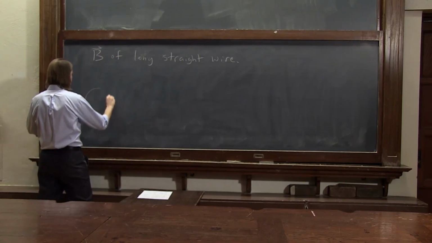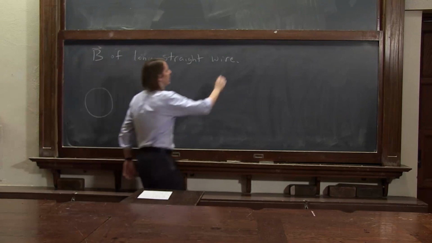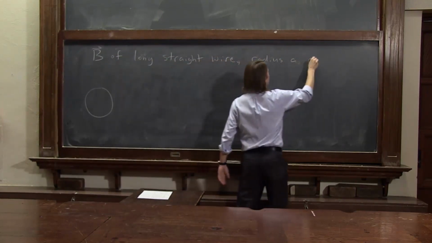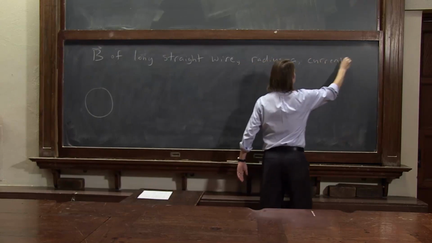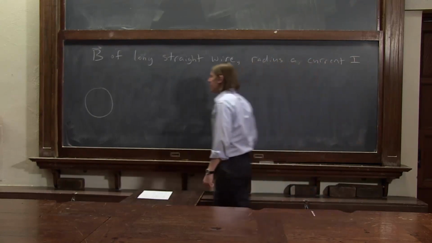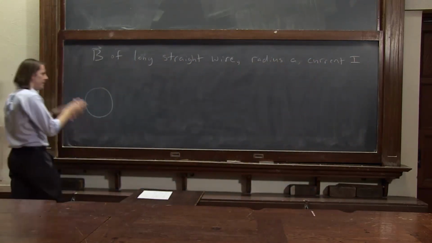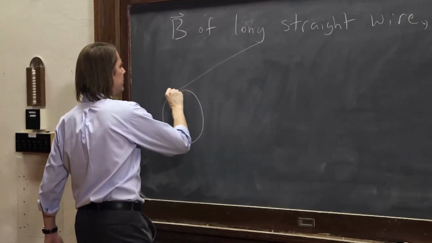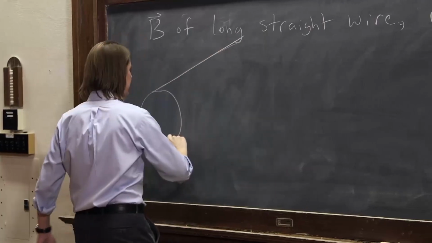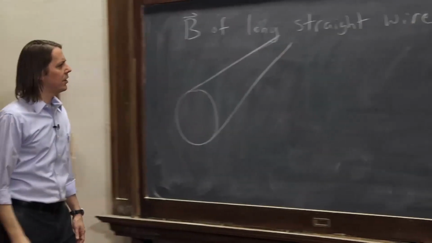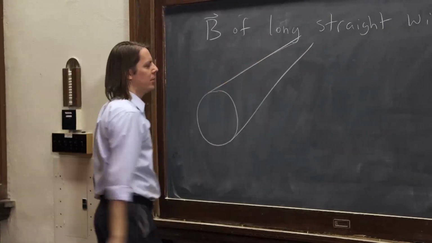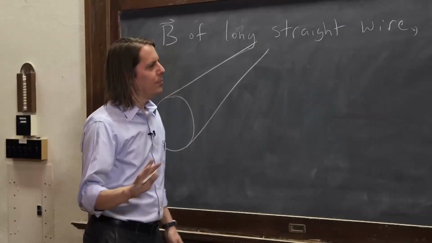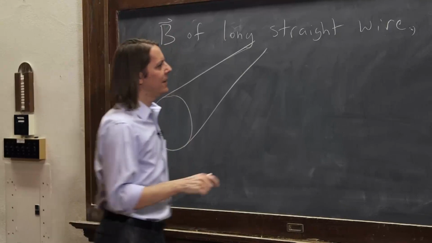So here is the wire in cross section. It has a radius A and current I. So now I'm going to draw it going away from you with some perspective to make it pretty like that, kind of going like that. Okay? So the current I flowing down the wire. We want to actually calculate the B field inside and outside.